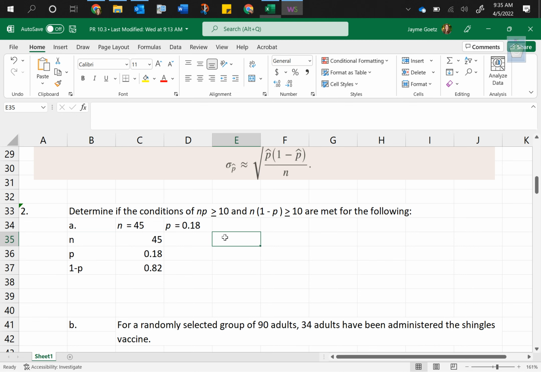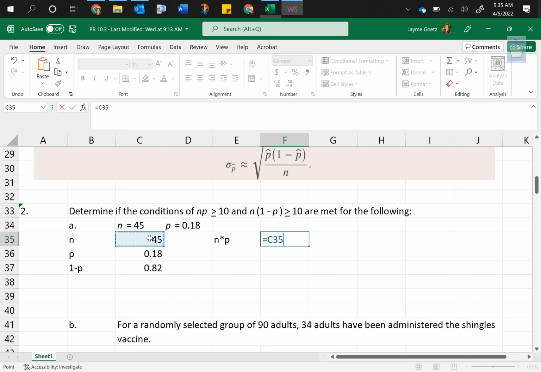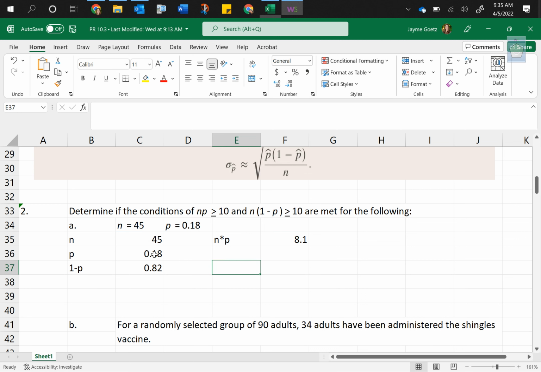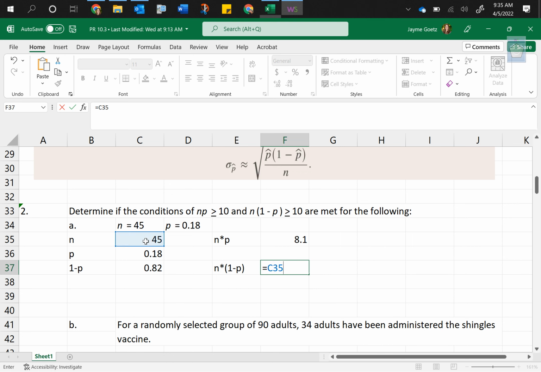Now the first thing I want to figure out is N times P. Okay? We want N times P to be greater than or equal to 10. So we're going to come over here and we're going to go equals, and then I'm just going to click on my cell for N times my cell for P. And the next one that I want to try is N times the quantity of 1 minus P. And so again, I'm just going to click on equals N times 1 minus P.